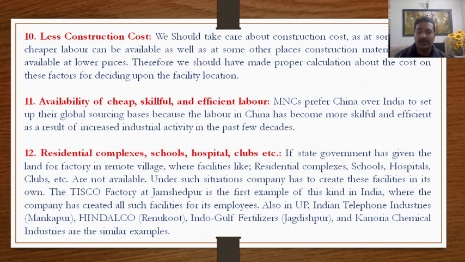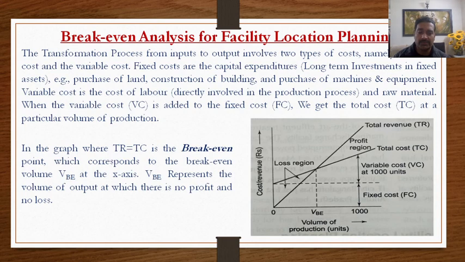If they are not there, then I have put in here examples like the Tisco factory at Jamshedpur, which is the first example of this kind in India, where the company has created all such facilities for its employees. Also in UP, Indian Telephone Industry, Mankapur, Hindalco at Renukut, Indogulf Fertilizers, Jagdishpur and Kanoria Chemical Industries are similar examples. So these were the 12 factors that play a very important role whenever we are going to decide upon the facility location.